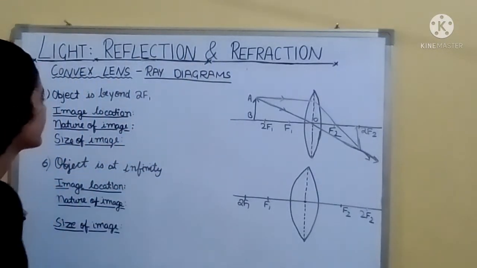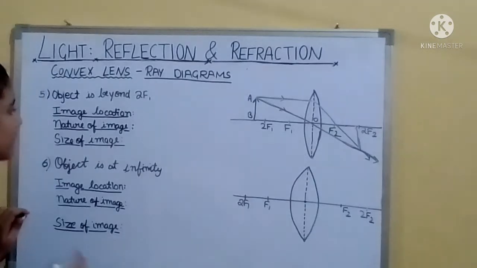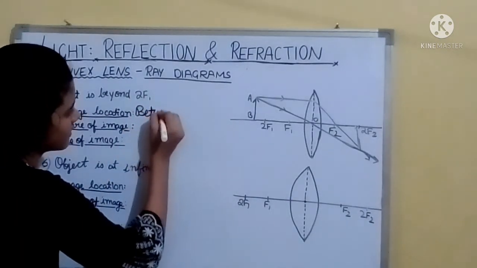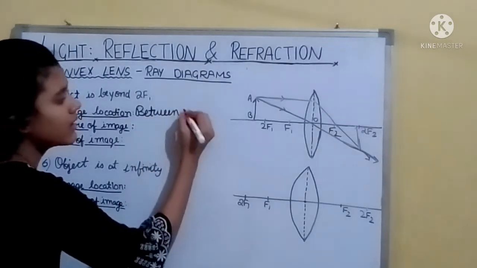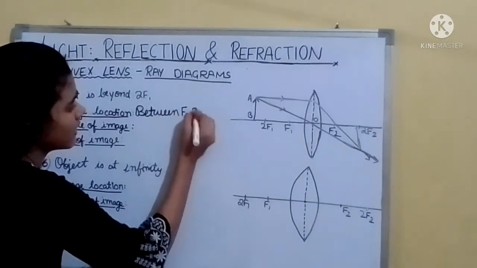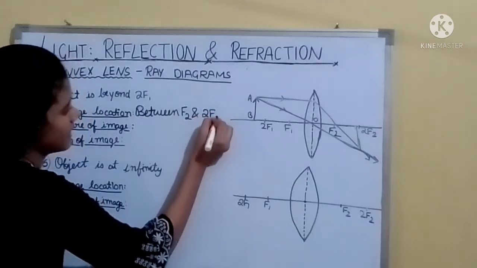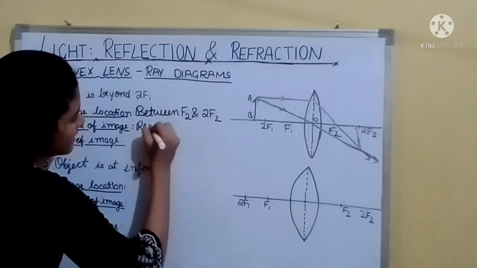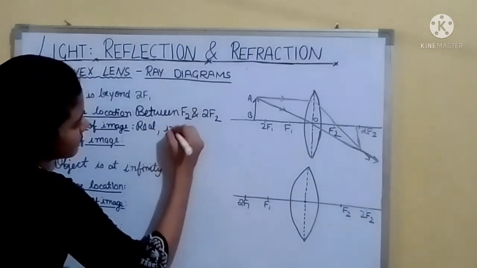Then what can we conclude? Image location is between f2 and 2f2. Then nature of image: real and inverted.